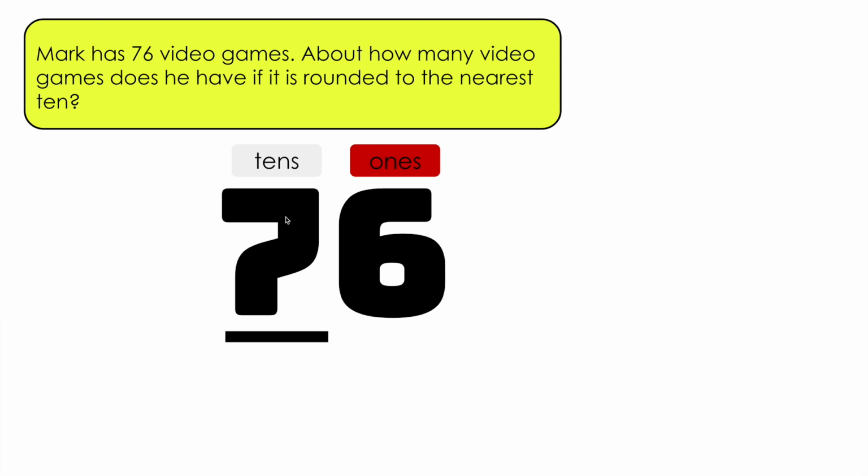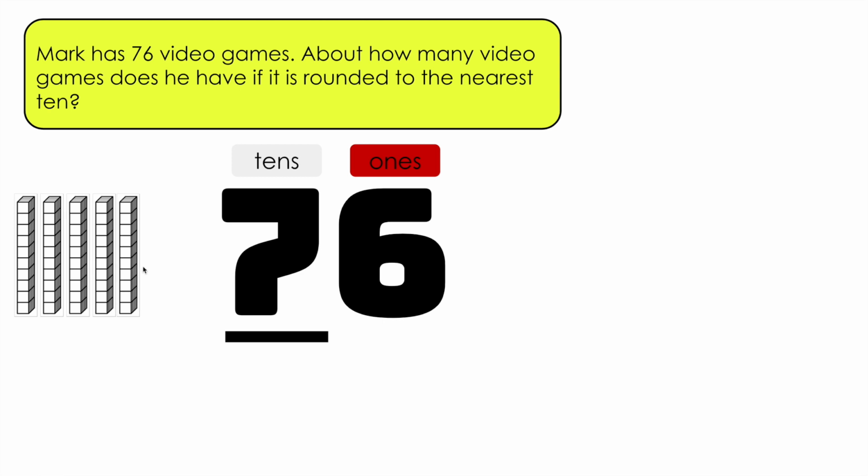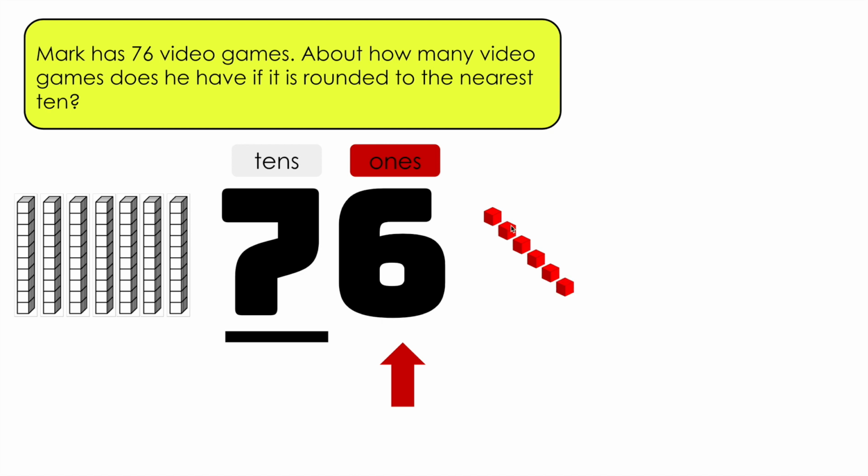Let's count by tens 7 times since we have a 7 in the tens place. 10, 20, 30, 40, 50, 60, 70. The 6 in the ones place is also important. We have 6 ones. This means we only need 4 ones to get to the next 10, which would be 80. Since that's less than half, which would be 5 more ones, we know that 76 is actually closer to the next 10, which would be 80, since we only need 4 more ones.